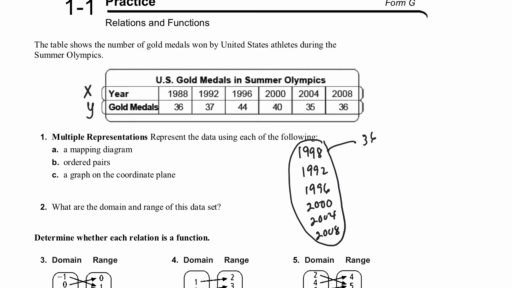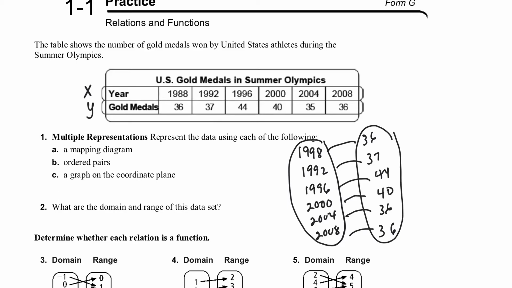We have 36, 37. 1996 is mapped with 44. 2000 is mapped with 40. 2004 is mapped with 36, and then 2008 is mapped with 36. And there is our mapping.